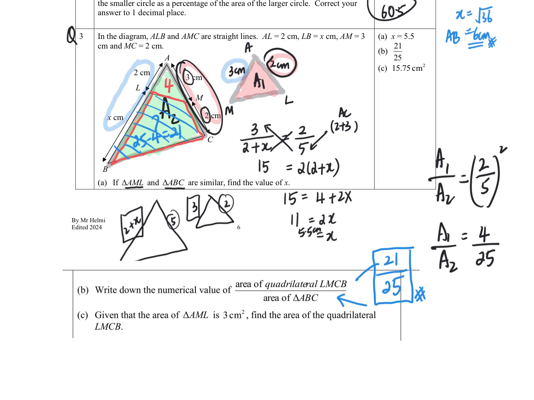Okay, last one. Which is B? This is B. Because this whole thing is 25, right? But the small triangle is 4. I know the small triangle is 4. So I minus.